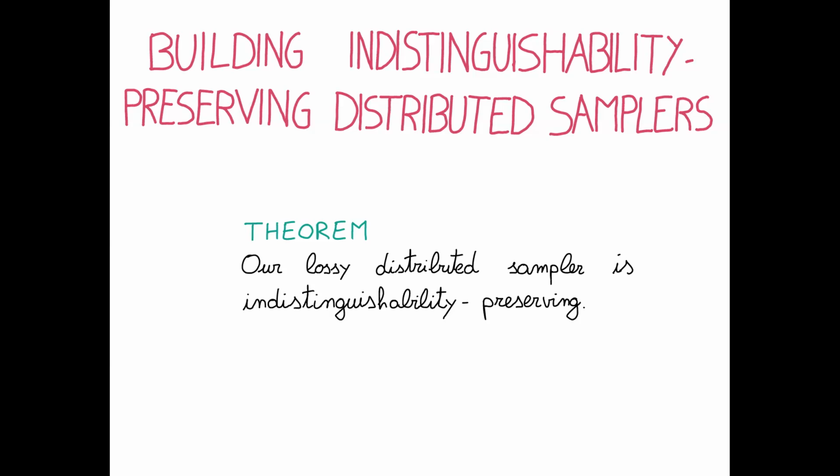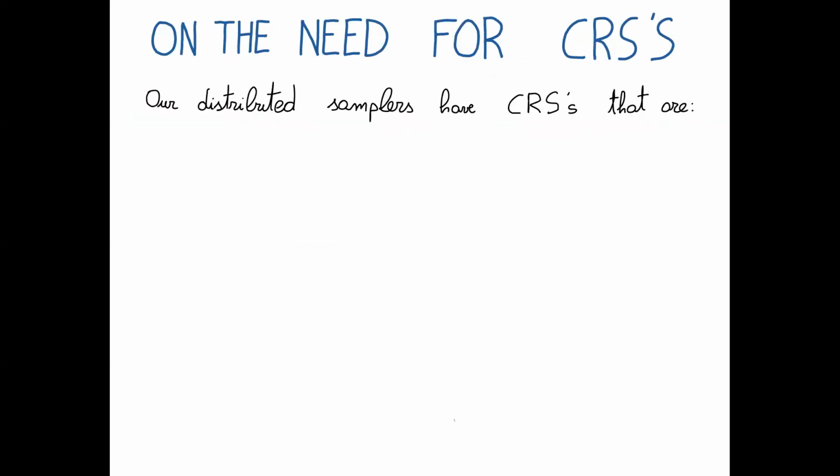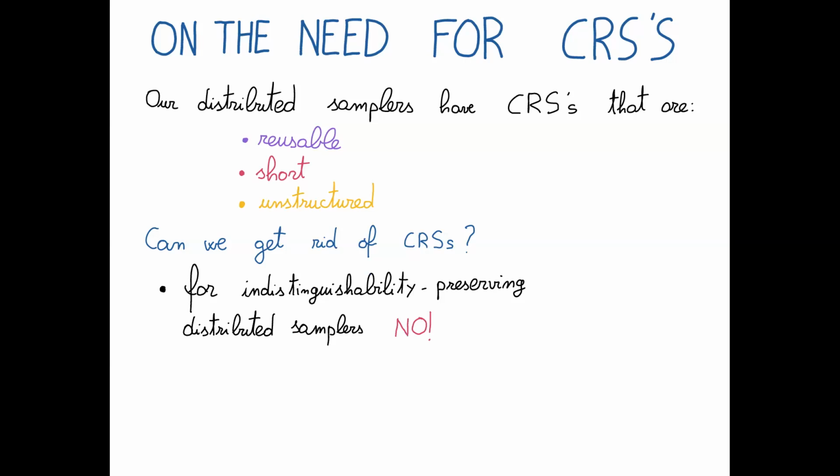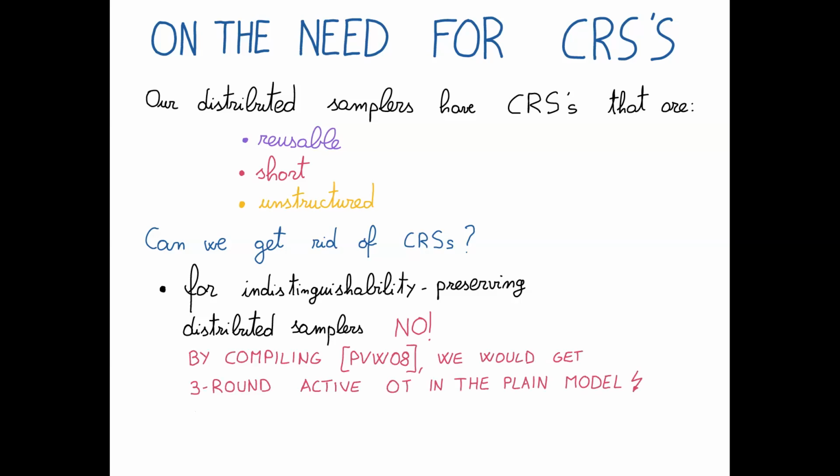In the paper, we show that our lossy distributed sampler is actually indistinguishability preserving, but not all lossy distributed samplers are. Finally, I want to conclude by talking about the relationship between distributed samplers and CRSs, because all our constructions need a CRS that is, however, reusable, short, and unstructured. But can we get rid of the CRS completely? It depends. For indistinguishability preserving, no. That's because we can compile any active 2-round OT like the one in PVW, and we would get a 3-round active OT in the plain model, which is with black box simulation, which is impossible. But for hardness preserving distributed samplers, the question is open.